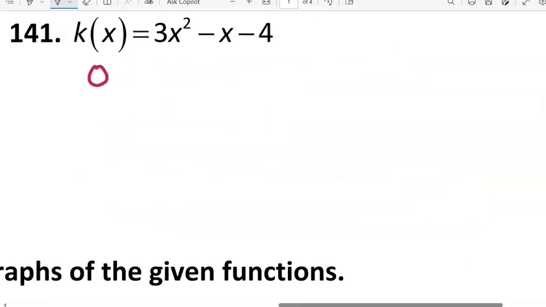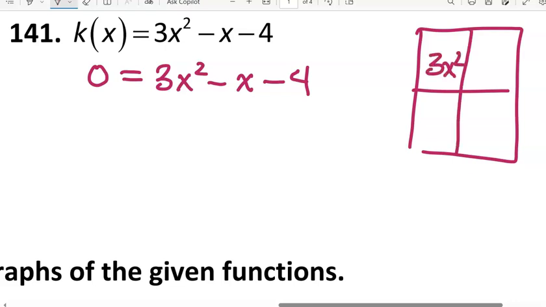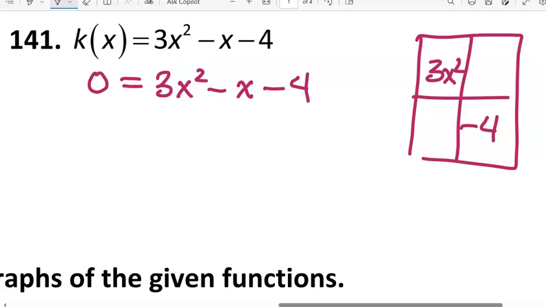In 141, we're going to solve for the x-intercept by letting y equal 0, and now we have a quadratic equation which we can solve by factoring. I'm going to factor in a box. 3x squared and negative 4 are the first and last terms. 3 times negative 4 is negative 12. The numbers that are factors of negative 12 that add up to negative 1 are negative 4 and positive 3. So we'll use those for coefficients of the middle term because 3x plus negative 4x is negative x.